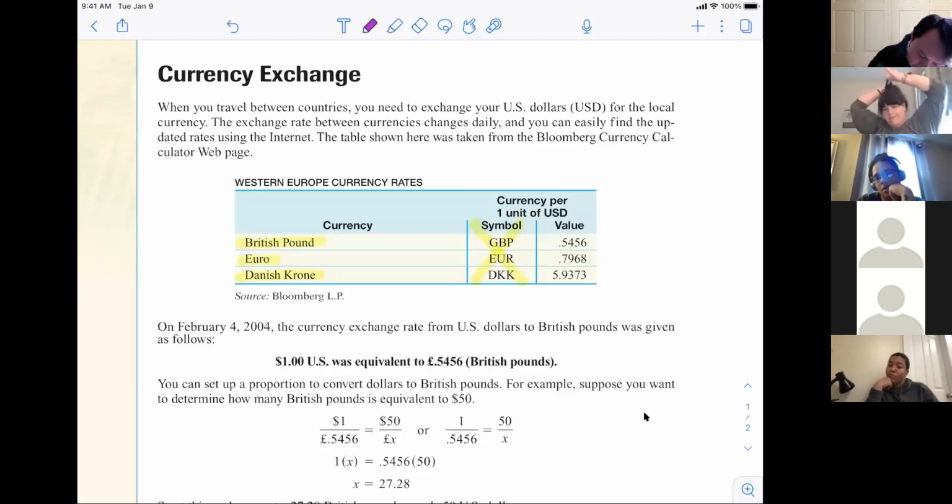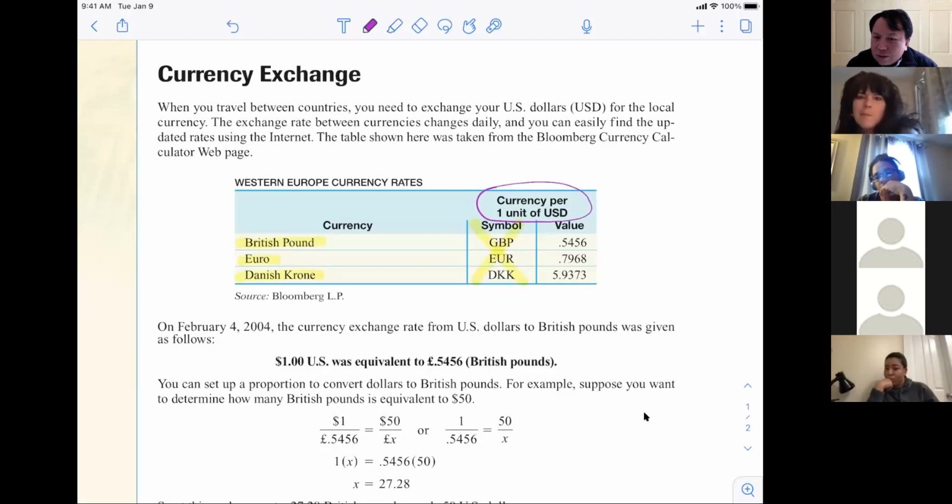Very good. So actually, it is spelled out here. Let me highlight it so that you can see more clearly. The values correspond to how much you're going to get for $1 in return, right? So for example, if you exchange $1 for British pound, you get 0.5456 back. If you exchange $1 for euro, you get 0.7968 back. And if you exchange $1 for Danish crown, you get 5.9373 back.